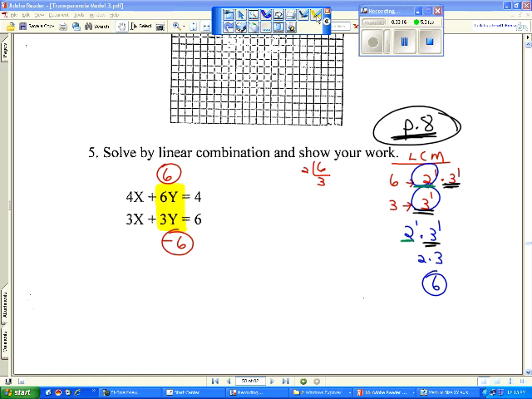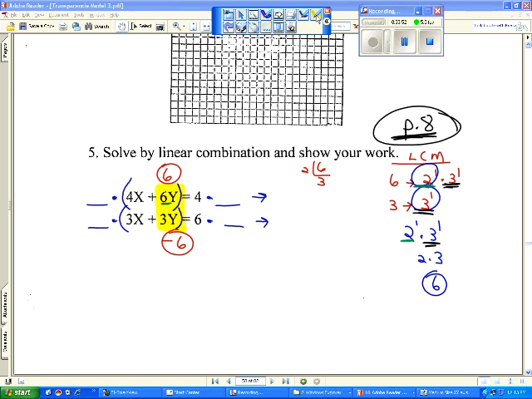Does it matter whether I put, which one I put on top or bottom, positive or negative? No. So now what do we do? Right. Multiply through by whatever factor is needed to accomplish that. So to do that, we've got to figure out what factor to multiply by, right? So how do we do that?